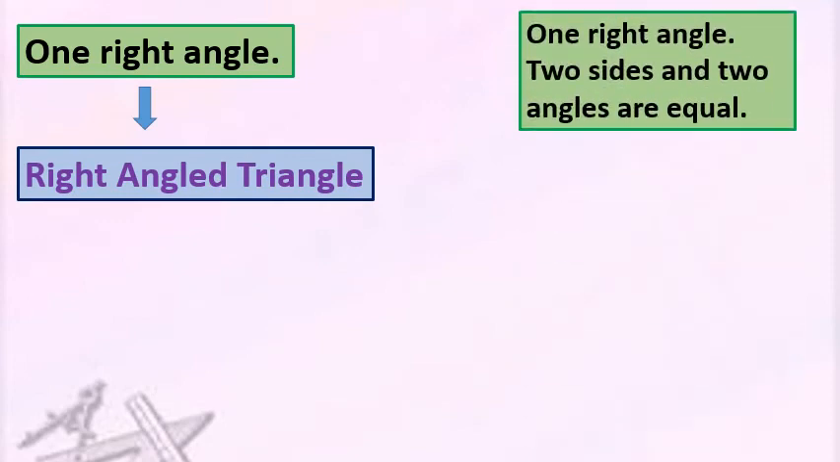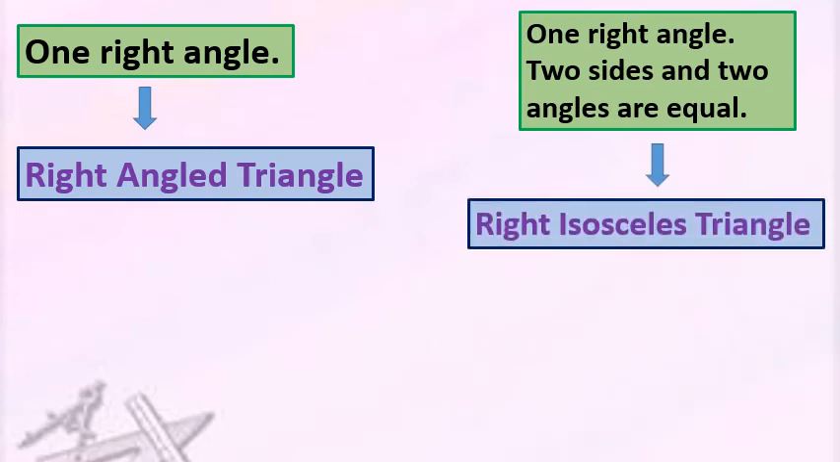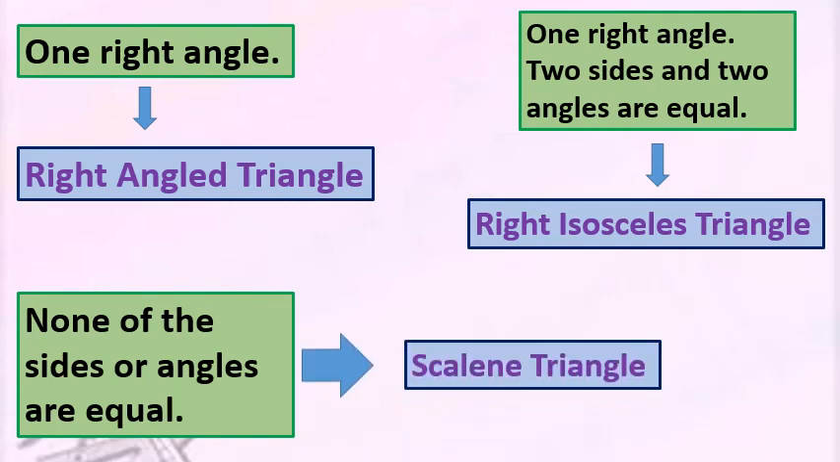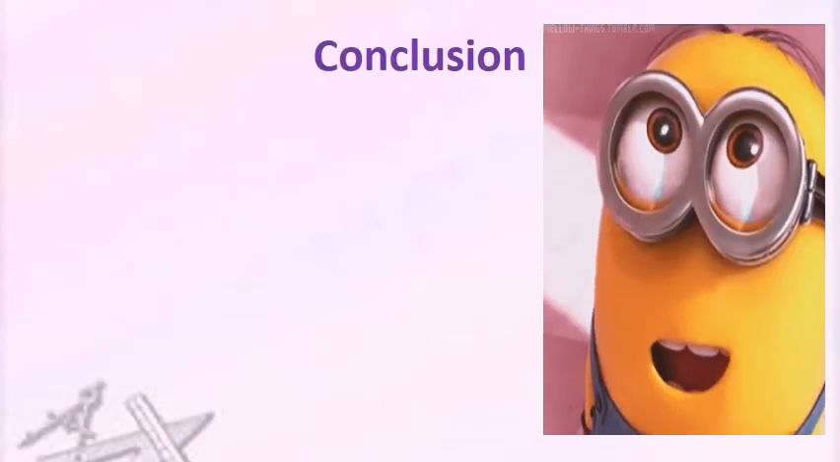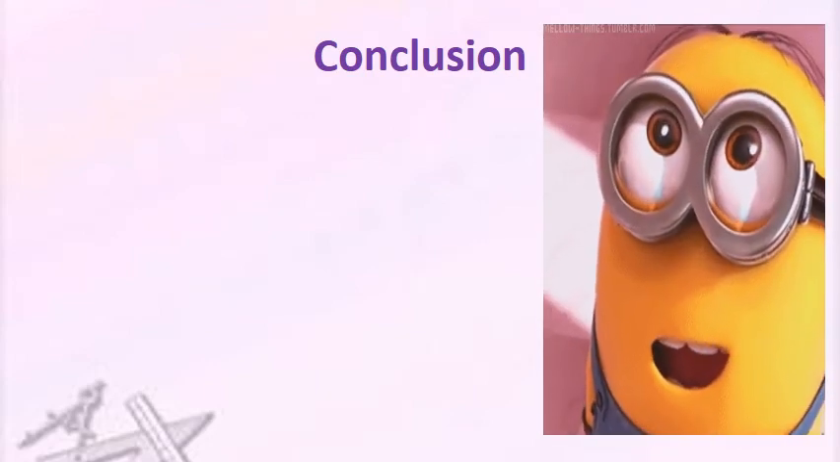Now if we have one right angle, two sides equal and two angles equal, the type of it is a right isosceles triangle. Now if none of the sides or angles are equal, it's an unusual triangle. What's the type of this triangle? It is a scalene triangle. Now as a conclusion, we have 5 types of triangles.